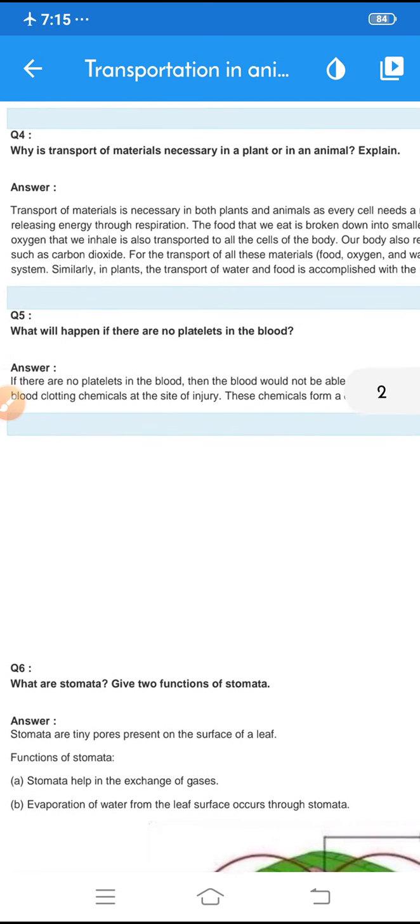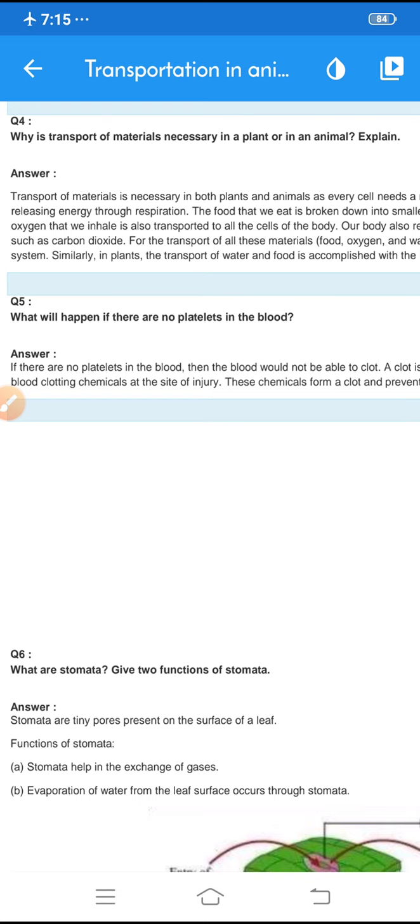Why is transport of materials necessary in a plant or in an animal? Explain. You need to explain here why transport of materials is very much necessary in a plant or in an animal. Is it necessary to transport the food materials? You have to explain. Let's go for the answer now.